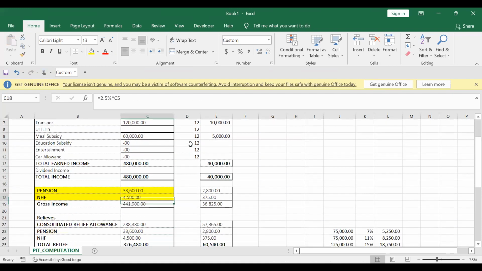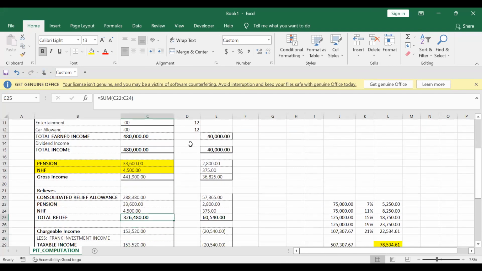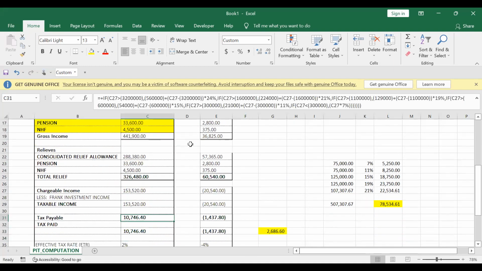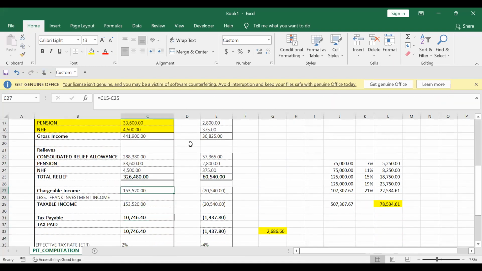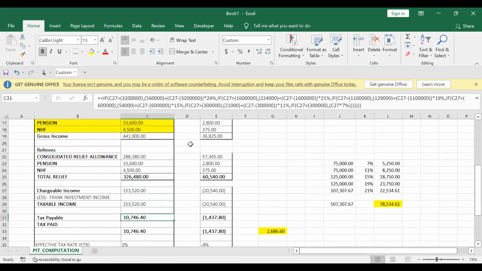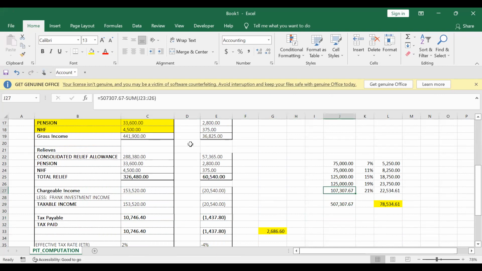Pension in a year is 33. NHF in a year is 45. Gross income is 441,900. Consolidated relief allowance will be 288. Pension will still be 36. NHF will still be 45. Total relief is this. Chargeable income is 153,520 based on this estimate. The tax due on that person should be 10,746.